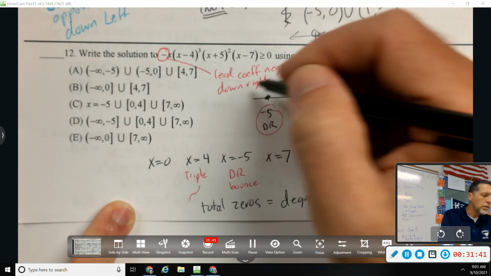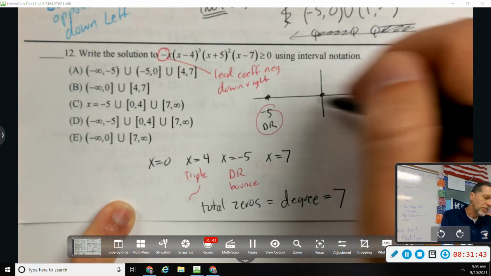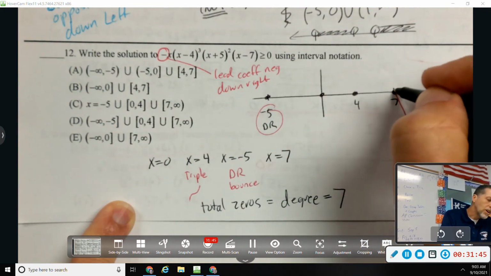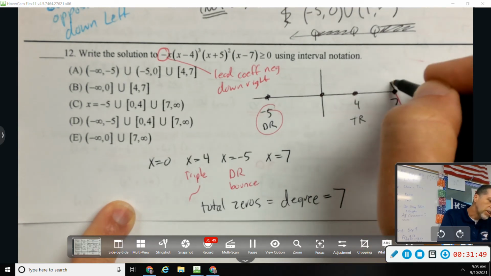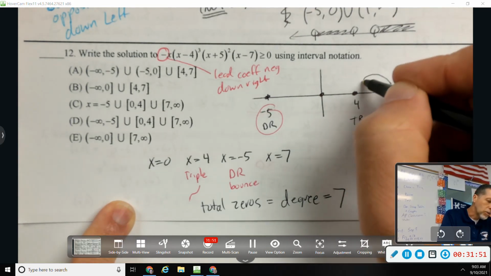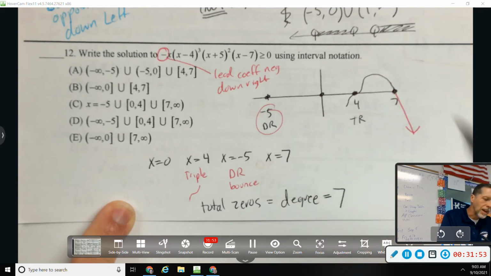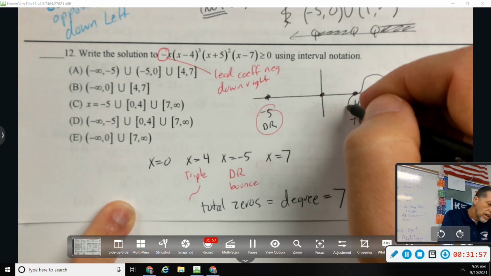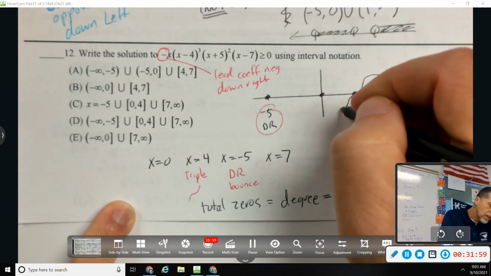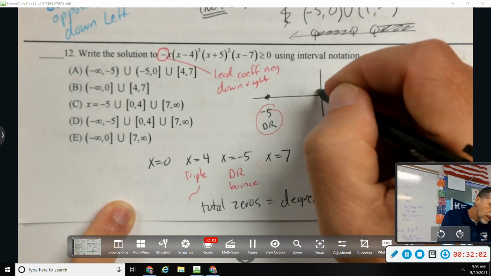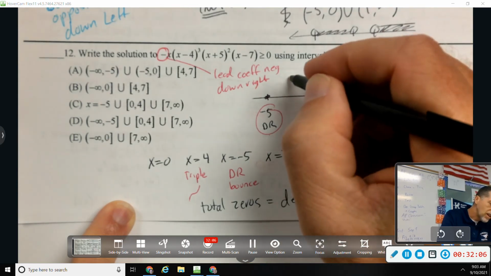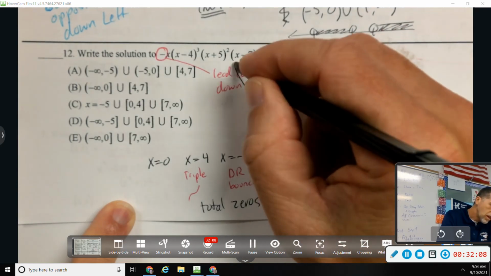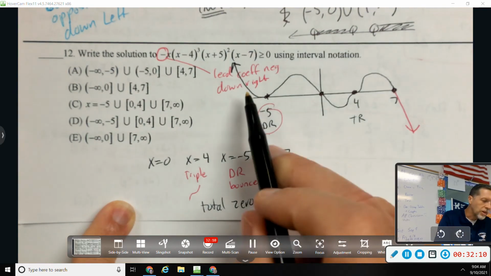We can also just get there and see what happens. So I'm crossing at 7. I'm crossing at 4, although it's got some weird squiggle, but we don't really have to make that happen. I'm crossing at 0. And I'm bouncing at negative 5. And we said it was going up on the left, so that matches.